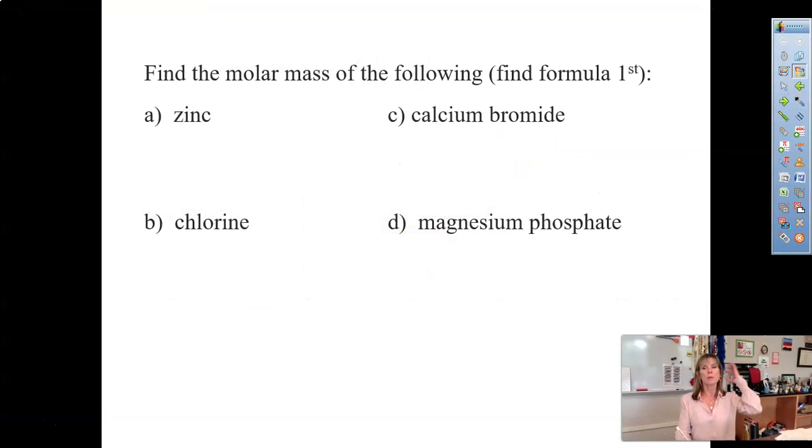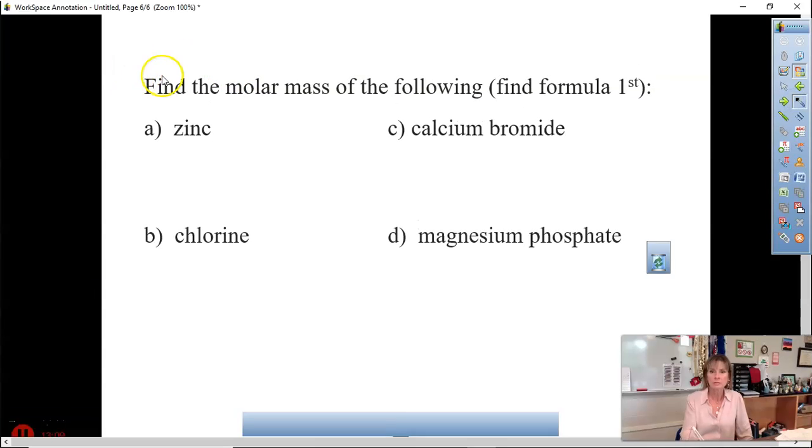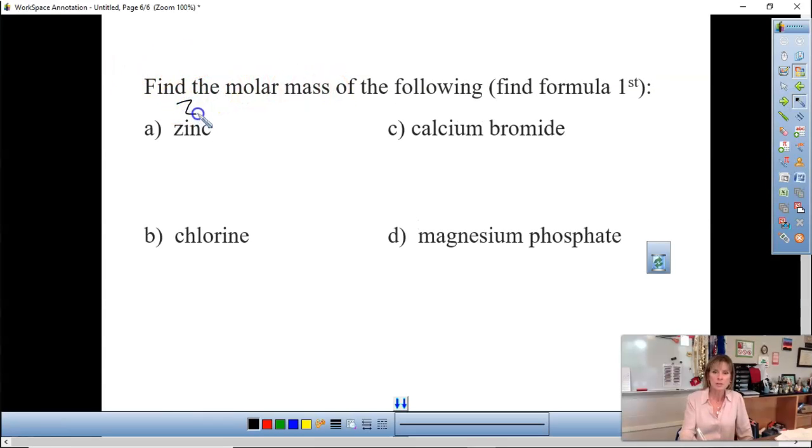So we're going to find the molar mass of these things. Find the formula first. What's the formula for zinc? Well, it's not a compound, it's just an element. So its symbol is Zn. We're going to find the molar mass of zinc.